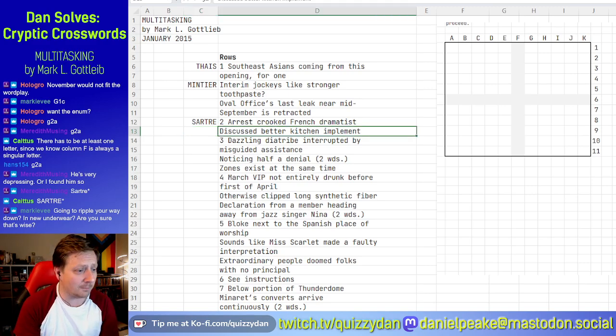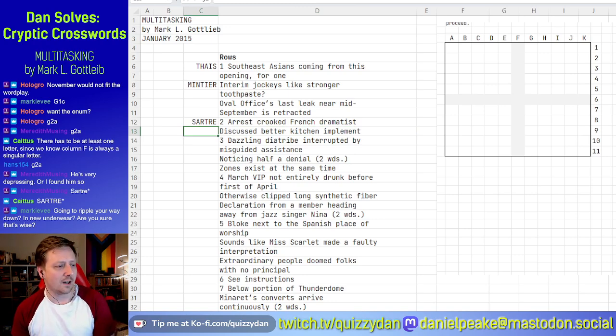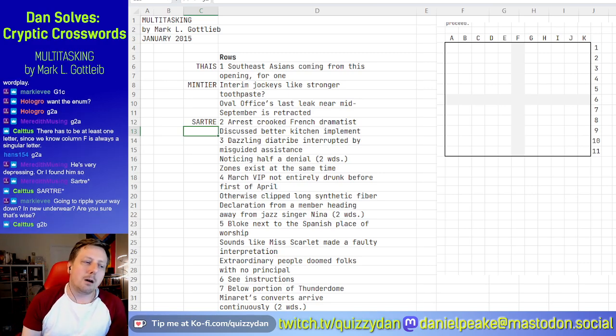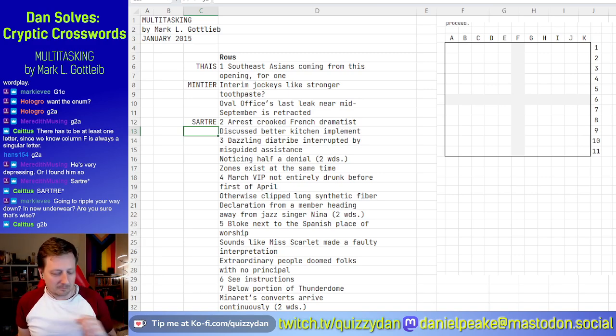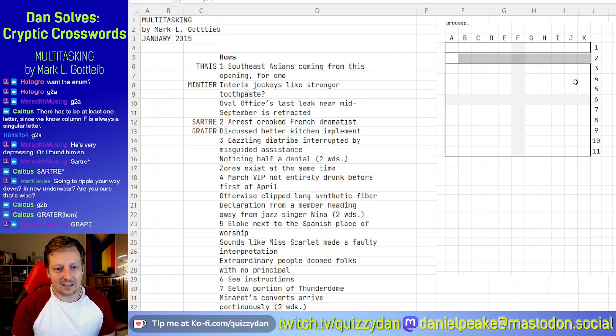Discussed better kitchen implement. Yes, I'm happy about this. I've done a fair pun or 2 with this exact wordplay myself. My kitchen implement is great. What is yours? It is greater. So there we go. Sartre and greater. 12 letters in that. So I was going to say it's mostly 1 letter per thingy, but of course some are going to have 0 in, aren't they?